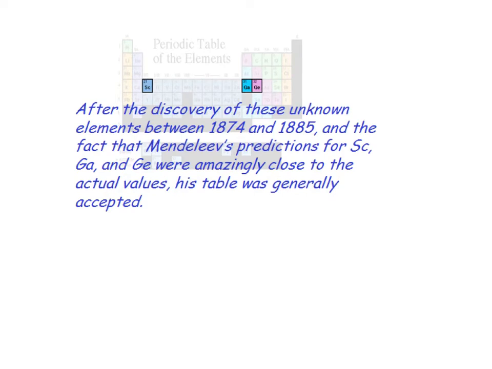So Mendeleev's predictions came true when scandium, gallium, and germanium were discovered, and they were super close to what he had predicted on his periodic table. Therefore, people accepted his periodic table.